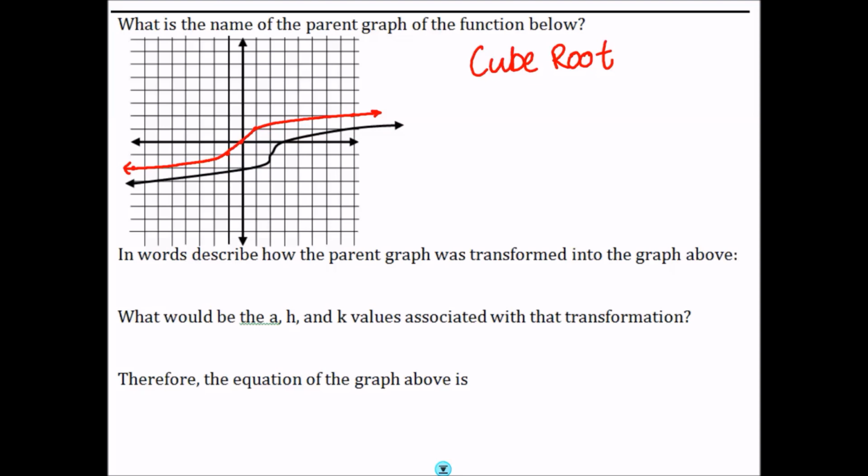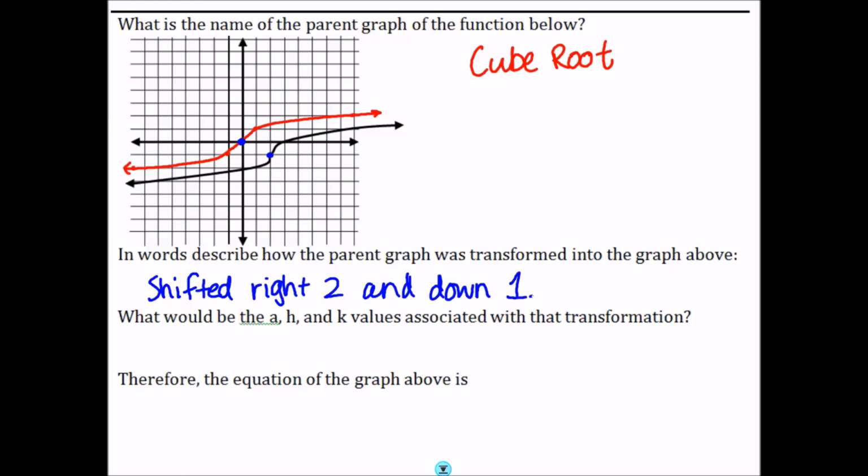When I think about transformations, I usually look at the center point in the graph. For the original cube root function, the center point is (0, 0). For this new graph, the center point is (2, -1). So this graph was shifted 2 to the right and down 1. If you look carefully, the graph was not stretched at all, it was just shifted.